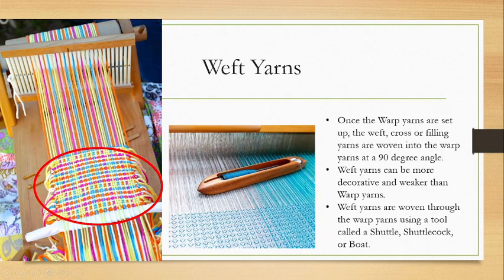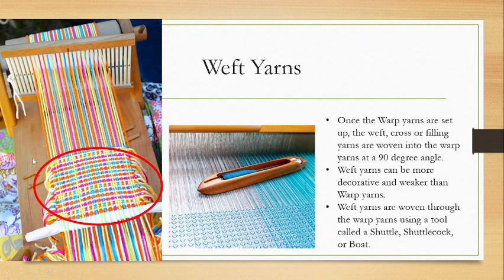They're put in at a 90-degree angle, and because they're not put under tension, and as soon as they're put in, they're strengthened by the overall structure of the fabric. So in the weft, we can use those weaker, more decorative yarns.